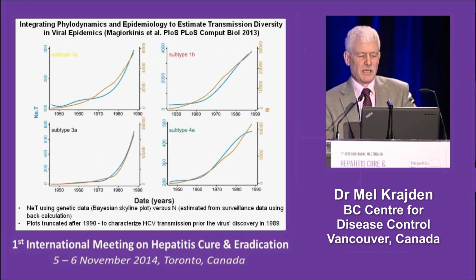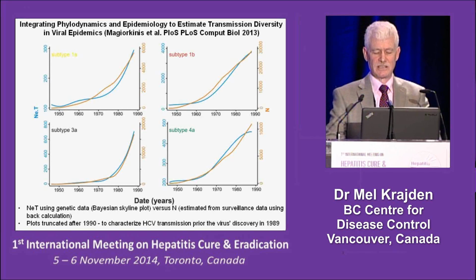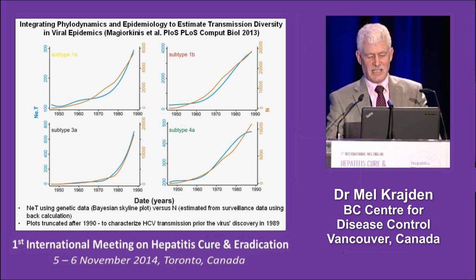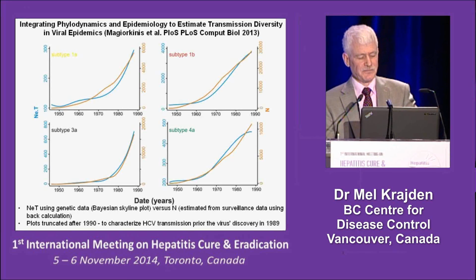So in this paper published by Gytis Maiorkinis, sorry for wrecking that name, in 2013, what they did was to integrate phylogenetics and epidemiology to estimate transmission diversity in viral epidemics. And in blue, you have essentially the genetic data using Bayesian skyline plots versus in orange, sorry about the colors, estimating the surveillance data using back calculation. And whether it's a subtype 1A, subtype 1B, 3A, or 4A, essentially, you see that the plots are almost identical.